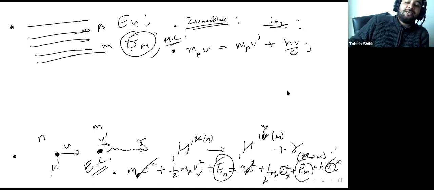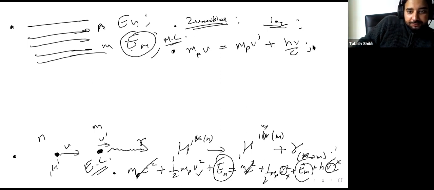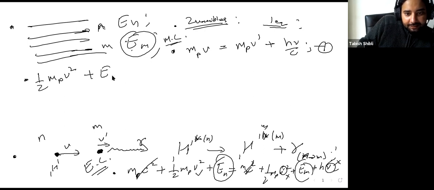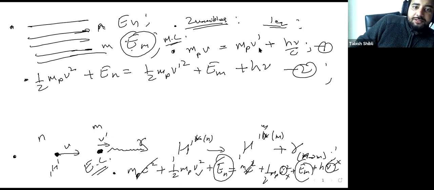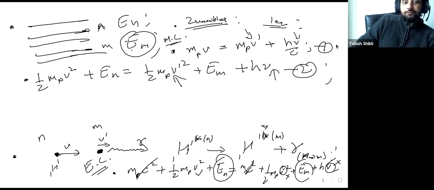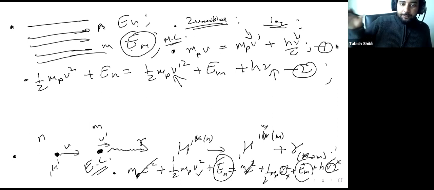So now you have two equations and two variables. Just substitute and solve. This is your first equation, and I'll write down your second equation as well. Half mpv squared plus En is equal to half mpv dash squared plus Em plus h nu. This is the second equation. What are the two variables? Two variables are v prime and nu.